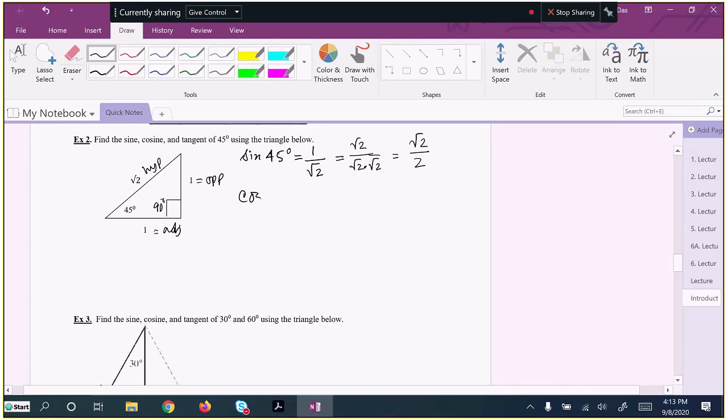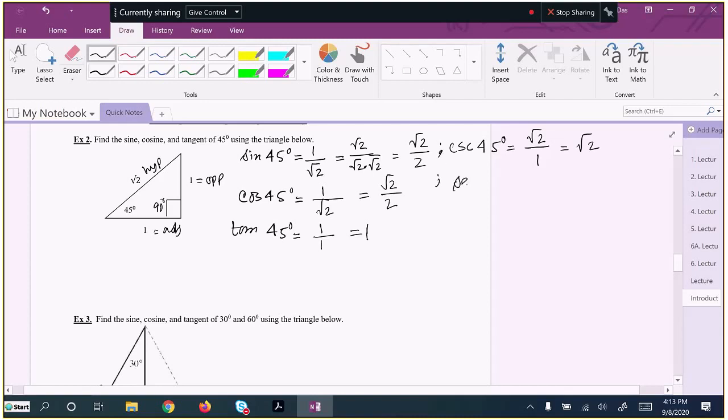Cosine of 45 degrees, your adjacent is 1. Hypotenuse is still square root of 2. So I can rationalize, get square root of 2 over 2. Tangent of 45 degrees, whereas, is going to be opposite over adjacent, so 1. And I can write down the three other trigonometric ratios. For example, if I now write cosecant of 45 degrees, that will be hypotenuse, so square root of 2, over opposite, so this is just square root of 2.